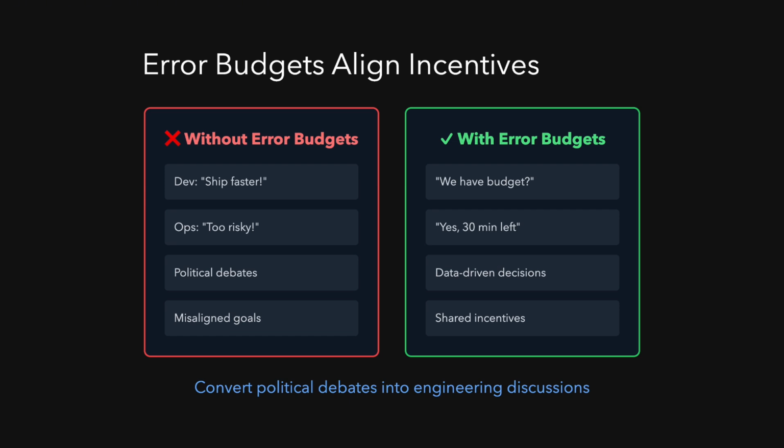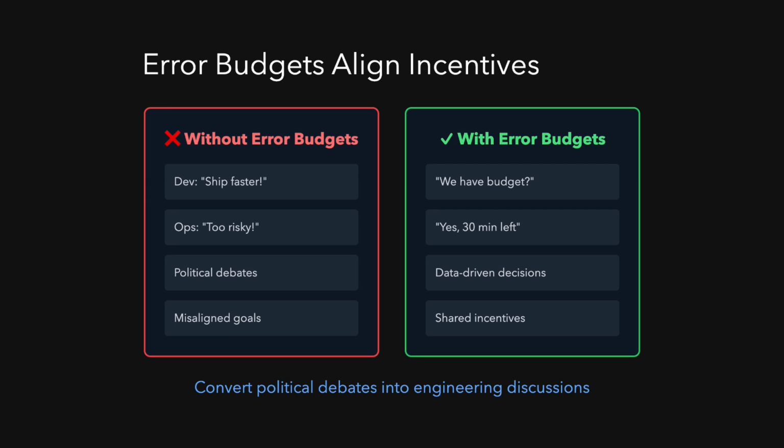We're over budget. Feature freeze until we understand and fix the root causes. This creates shared incentives between dev and ops, product and engineering. Developers want to ship features. If they ship too fast and burn through the error budget, they have to stop shipping. So they're incentivized to ship reliable code.